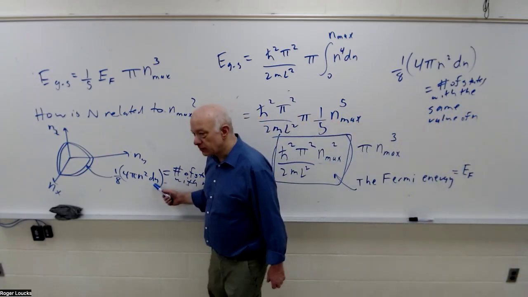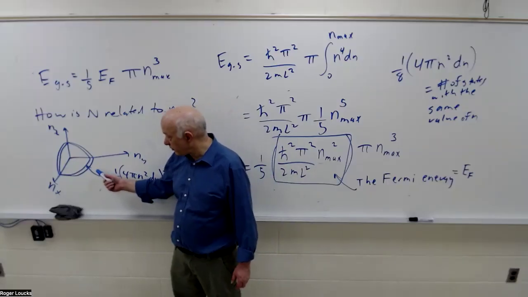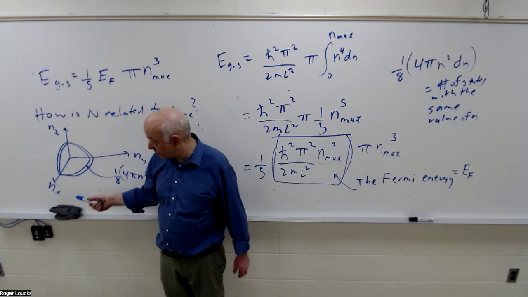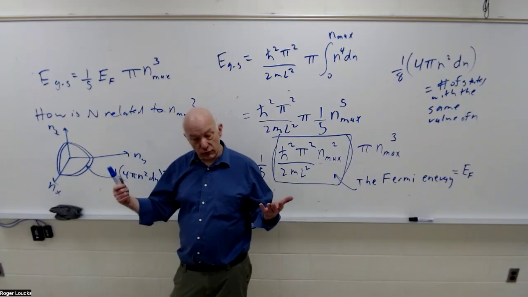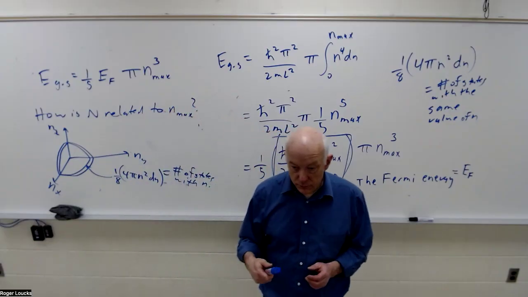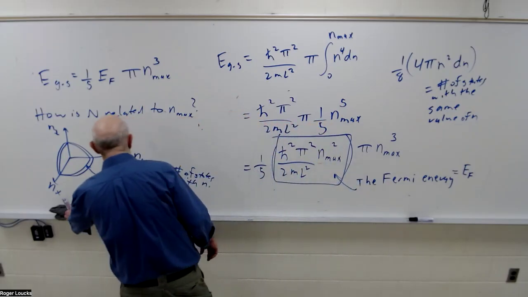Well, if I take this and multiply it by 2, what is it? That's the number of states, or in other words, the number of electrons in this shell here. So if I want the total number of electrons, what would I then do? Sum from 0 to n max. So if I do the following.